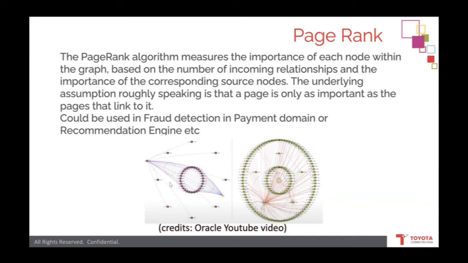So here in Google, what they do is they take a web page and model it as a node, and the hyperlink present within each web page is directed to another web page. So let's say we have two web pages. This web page is connected to this web page through a hyperlink present in this first web page.